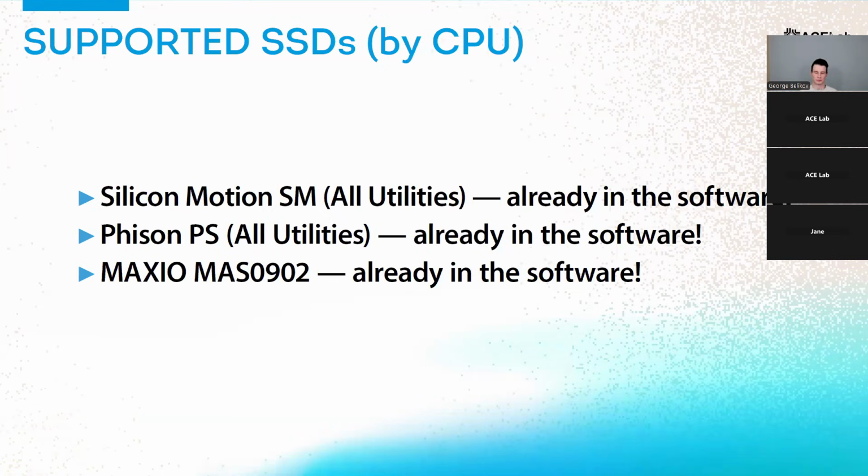And in the latest version that we introduced not so long ago, we added the same possibility for Maxio MAS0902, which is again already in the software, and you can use pretty much the same approach. Maxio controllers are significantly, let's say, different in terms of the firmware from Silicon Motion and Phison. So the approach can be a little bit different, but the steps that you need to do will be pretty much the same.